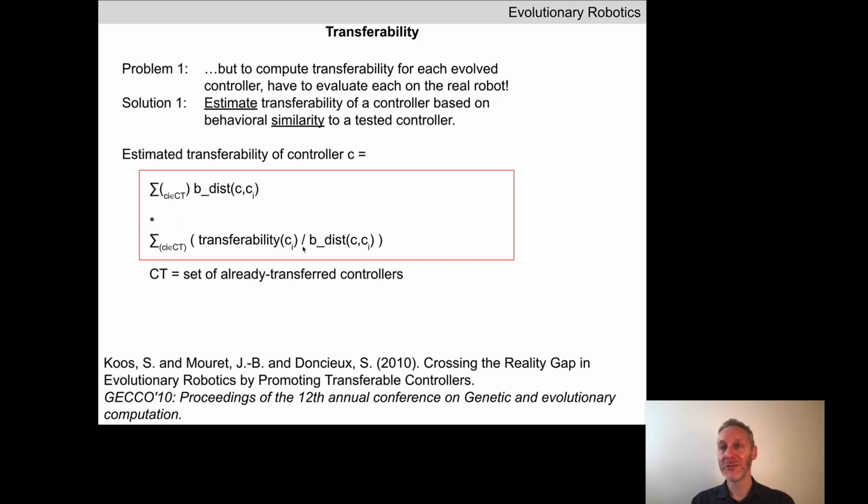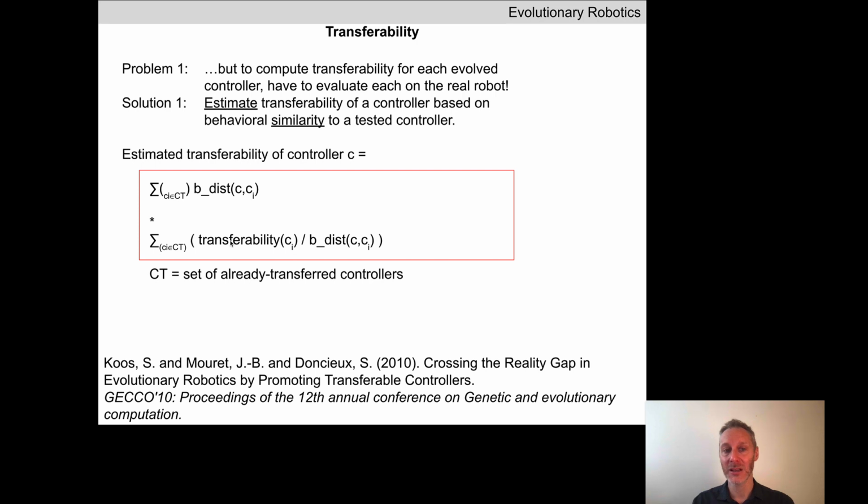We're going to divide it. So we're basically taking the average transfer. Actually, let's forget this term and this term for a moment. If we imagine this, we're just taking the sum or the average of all of the transferabilities of the controllers sent to reality so far.